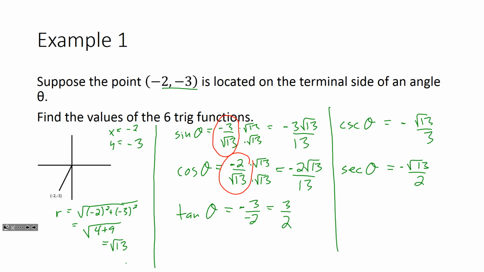And then finally, we would have the cotangent of theta, which would be the reciprocal of the tangent, and that would be 2/3. So there we are. We've got that.